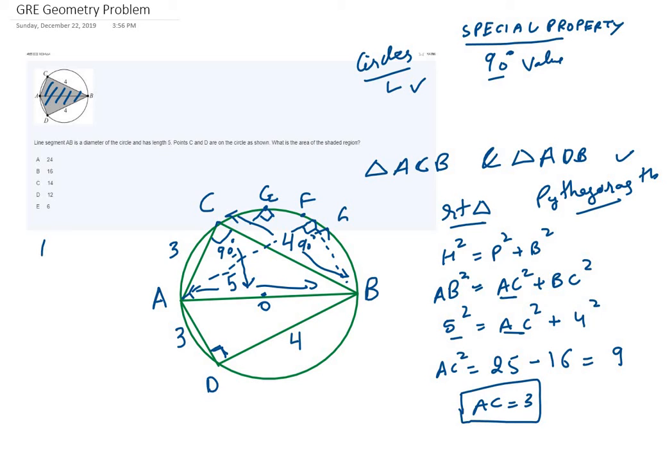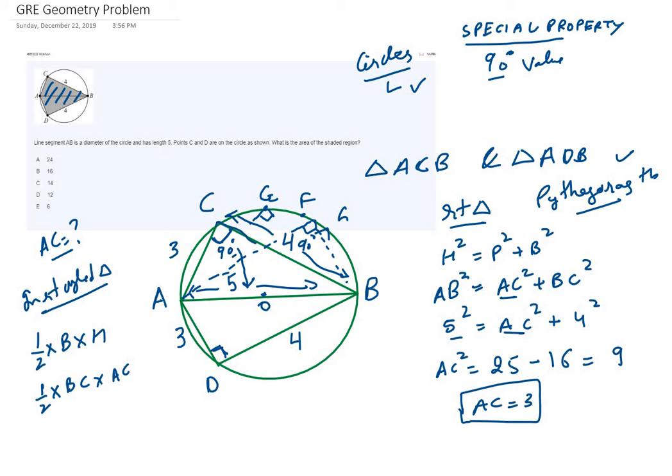Now, why did we want to find AC? Because in a right angled triangle, or for that matter in any triangle, the area is half into base into height. Here, if we take BC as the base, the height will be AC, and if we take AC as the base, the height will be BC. So half into 4 into 3 comes out to be 6 square units, the area of this triangle, and the other triangle is symmetrical, so its area will also be 6. So 12 is the answer, and option D is the answer.